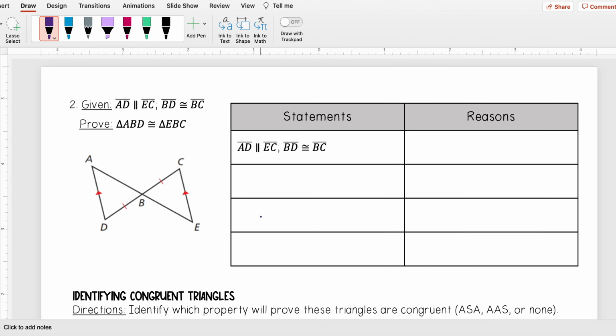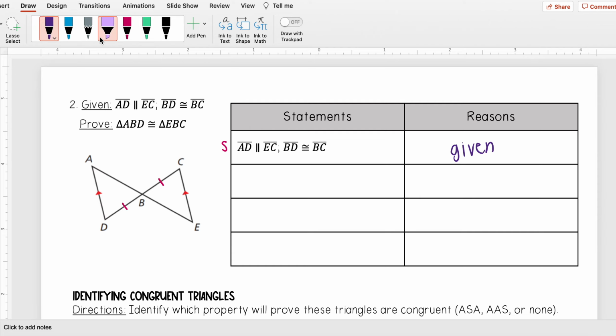Okay, let's look at one more. Here I'm given that AD is parallel to EC, and BD is congruent to BC. So this is the exact same proof that we saw in the previous video, but I just want to show you another way that you can prove this using angle-angle-side. And so again, we already have the side that is congruent. So now I want to get those two angles.